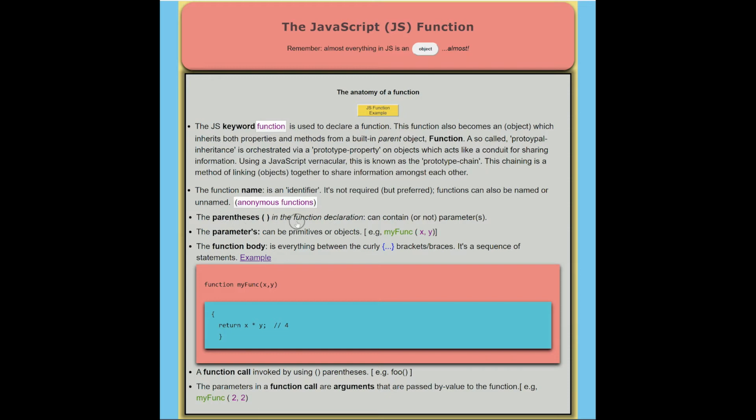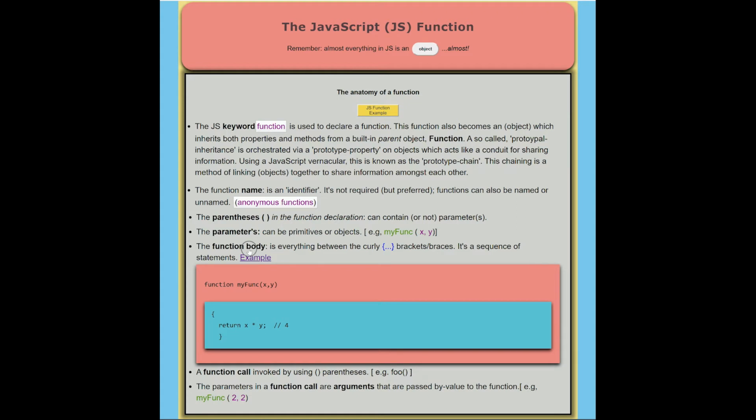Then we have the parentheses in the function declaration. And those parentheses do not have to have parameters, and the number of parameters can vary. You can put a lot of parameters in a function depending on what you're trying to do. And those parameters are basically comma separated, either an X, comma Y, comma Z, comma D, comma whatever. You can pass in primitives. You can pass in numbers. You can pass in other objects.